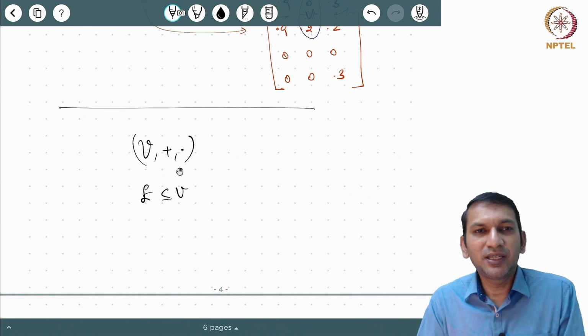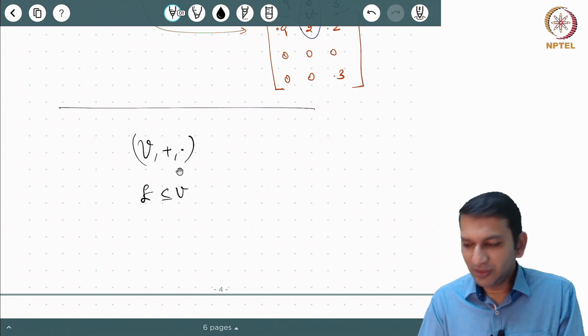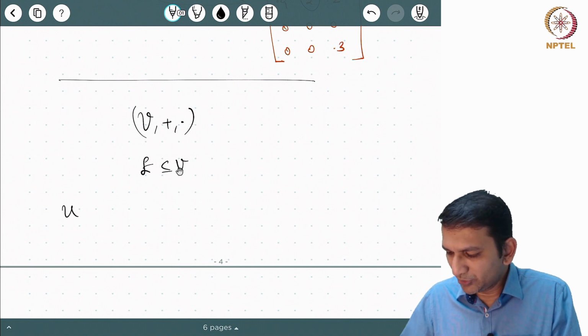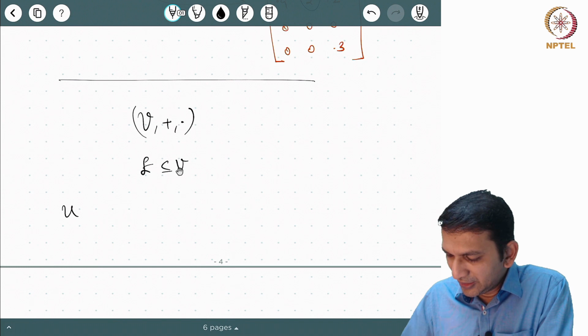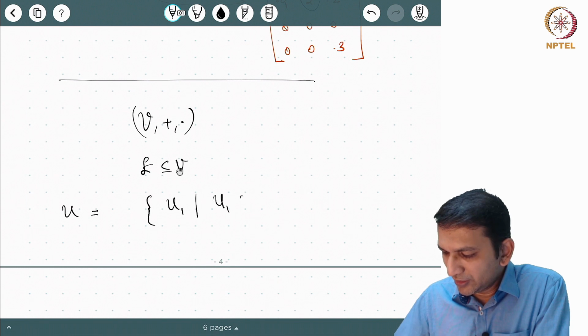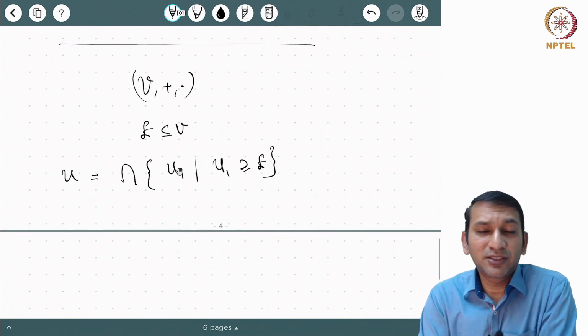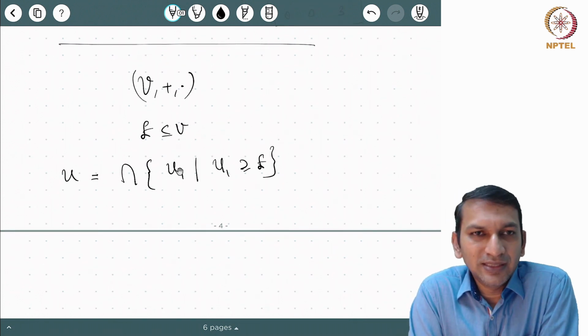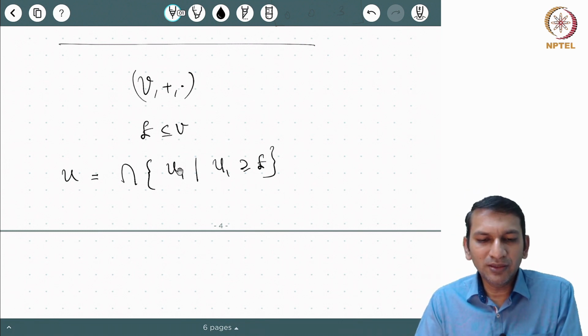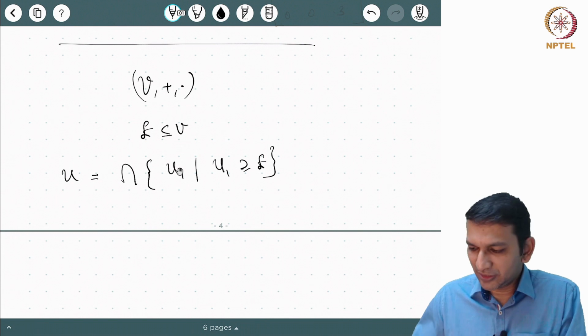What is the subspace that E can generate? There are two ways to denote this. For instance, the external characterization is the subspace. Let's denote this subspace obtained from E as U. We can say this is all those subspaces U1 such that U1 contains E, and take the intersection of them. We know that arbitrary intersections of subspaces is a subspace. So consider all the subspaces U1 containing E and take the intersection.